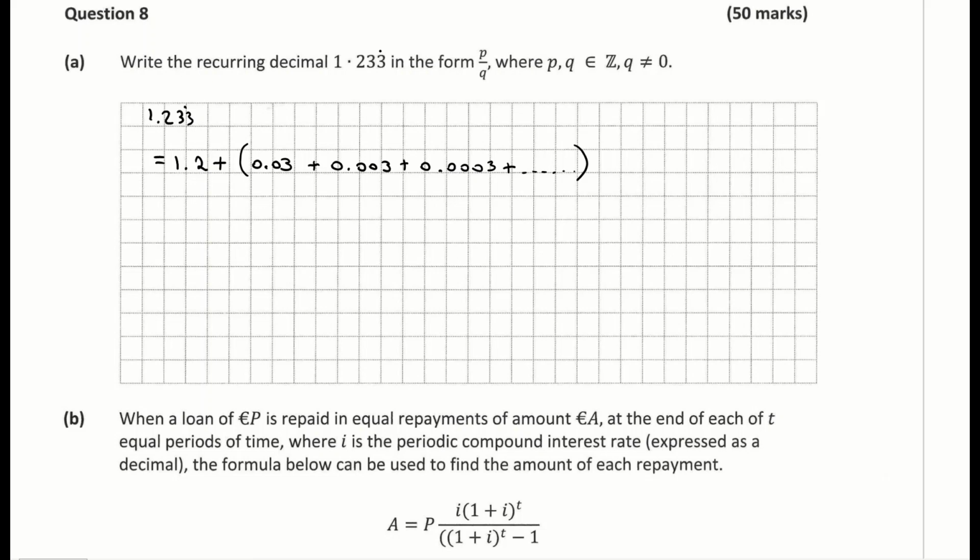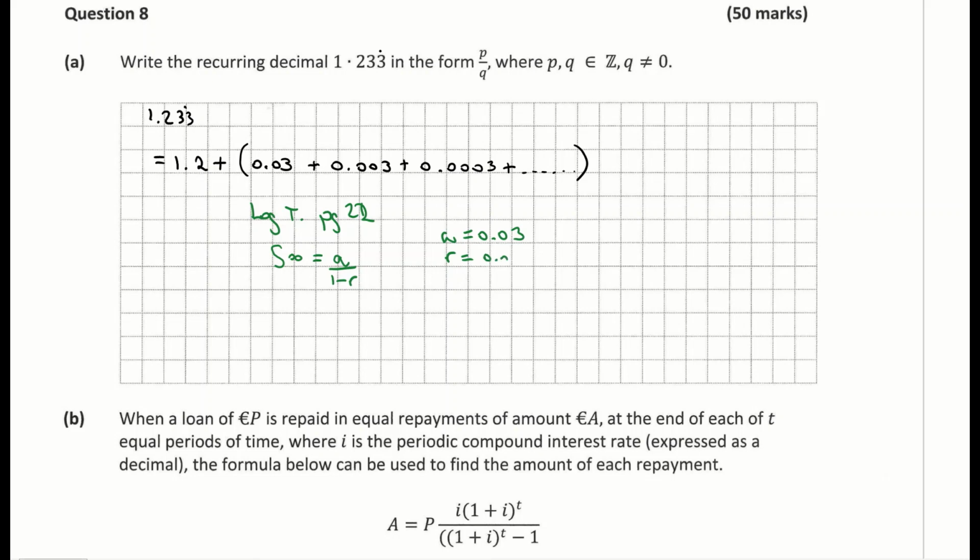Then I'm going to go to my log tables, page 22, and I'm going to use the sum to infinity to find the sum of all those 0.03, 0.003s, and so on. So I'm using this formula: sum to infinity is a over 1 minus r. Now my a is my first term, and my first term here, just be careful, is 0.03. So I'm leaving out the 1.2, and I'm going to add that back in at the end. And my r is my common ratio, what it's going up in.